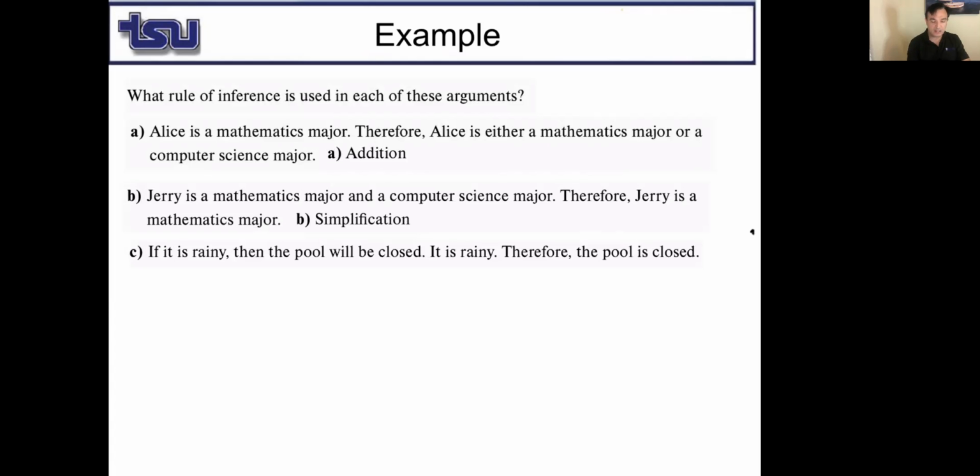And if it is rainy, then the pool will be closed. If it is rainy, P, then pool will be closed. It is rainy, therefore pool is closed. Modus ponens.